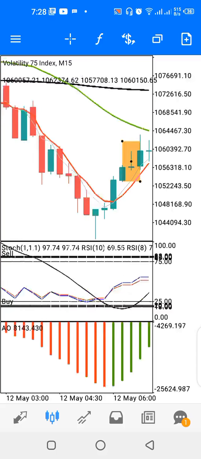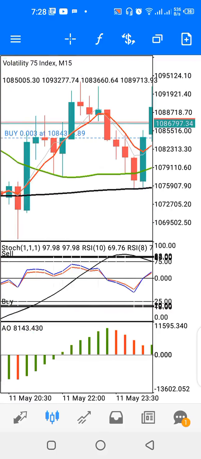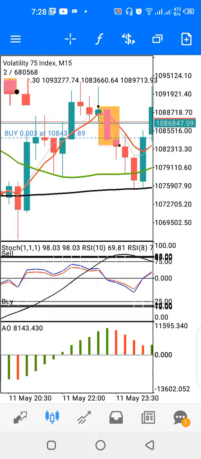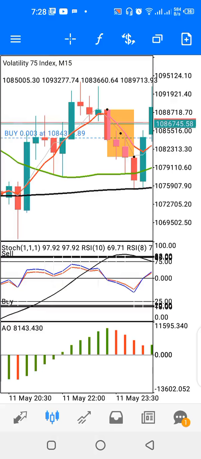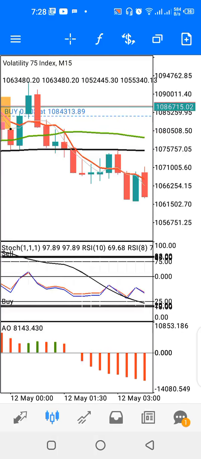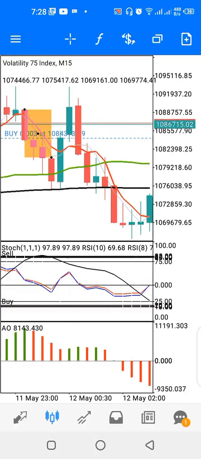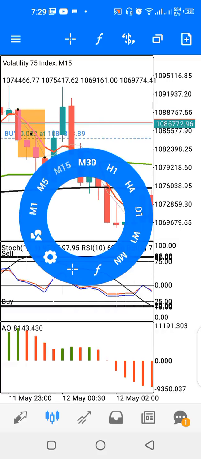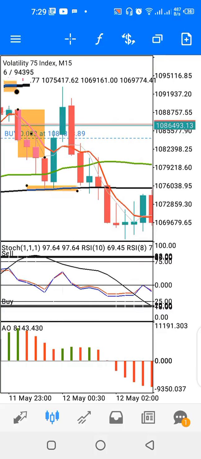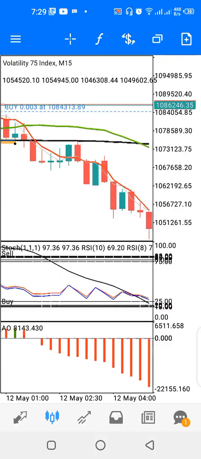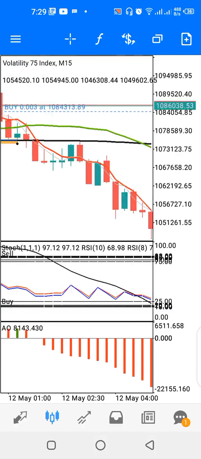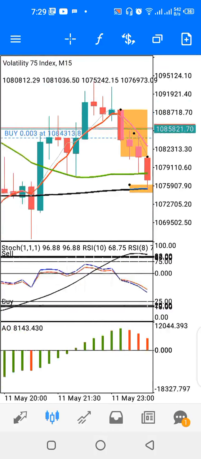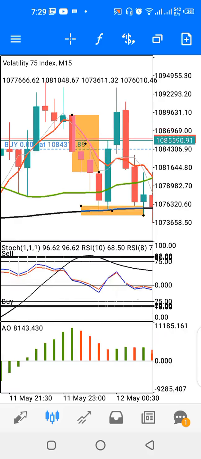At the same time I look for sell entries when I have development of bearish candles below the red line. The black line is basically for trend. This is the black line, the black moving average for trend. Now when price is below the black moving average, we are in a bearish trend. And when price is above the black moving average, we are in a bullish trend.